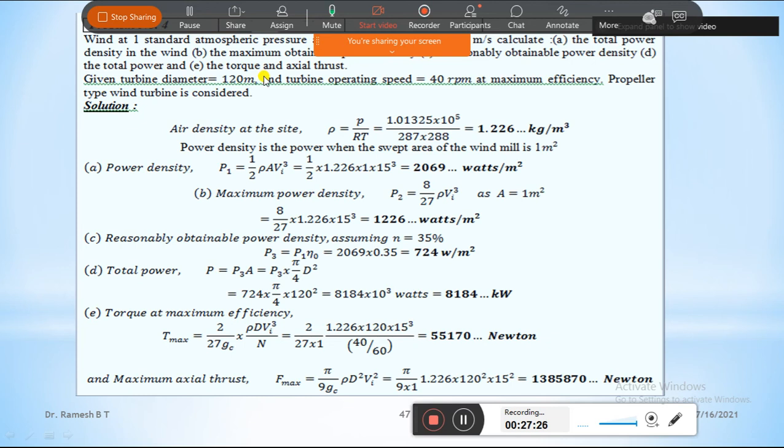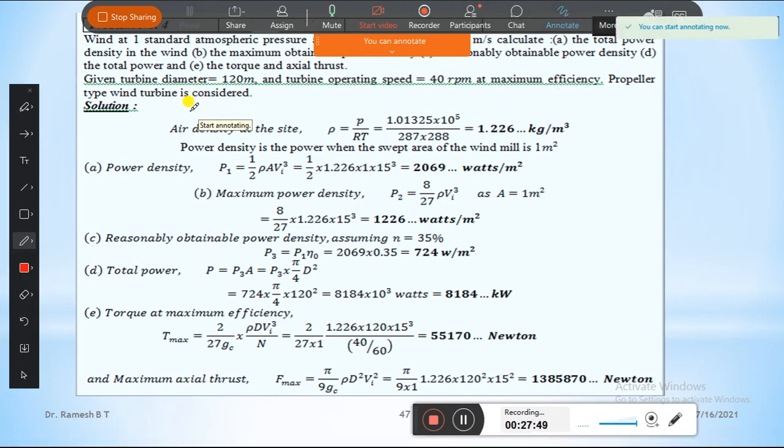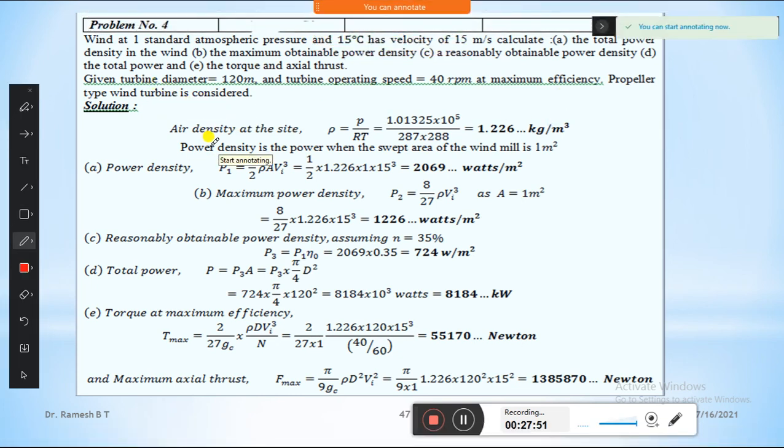Here they want the torque and axial thrust. Axial thrust means how much load is acting on the turbine. The turbine diameter is given as 120 meter, operating at 40 rpm with the maximum efficiency, and a propeller type wind turbine is considered. Propeller type helps the aerodynamic design. So these are the data given, and using these data you have to find the results.